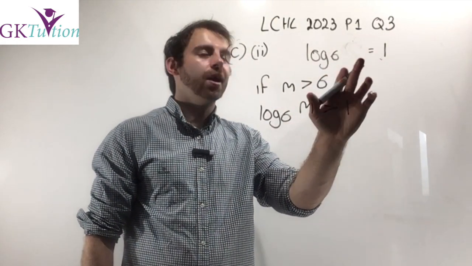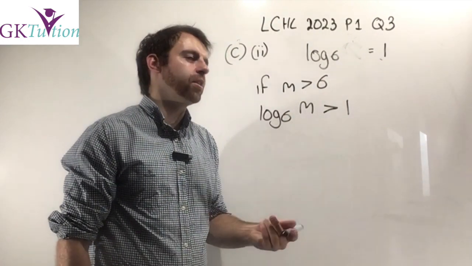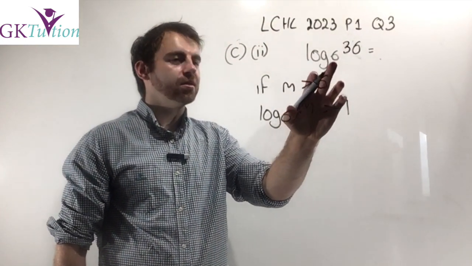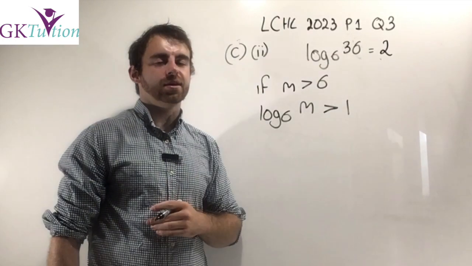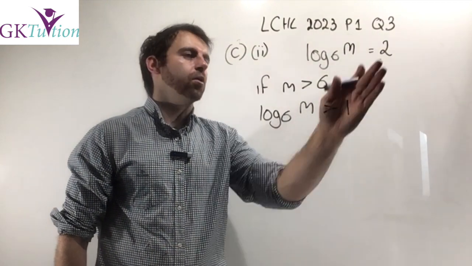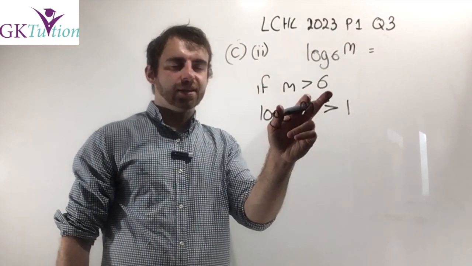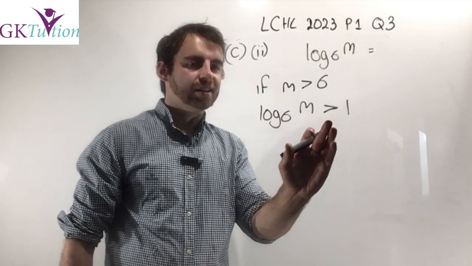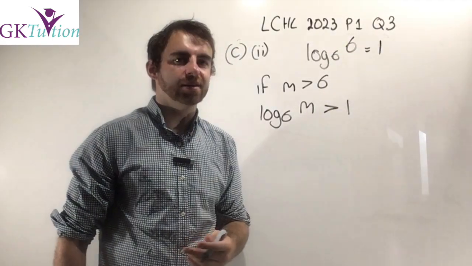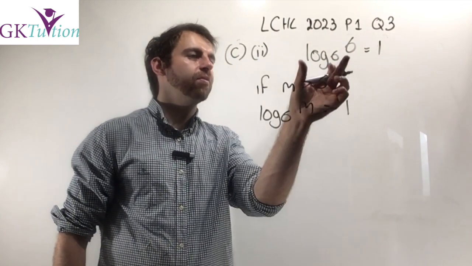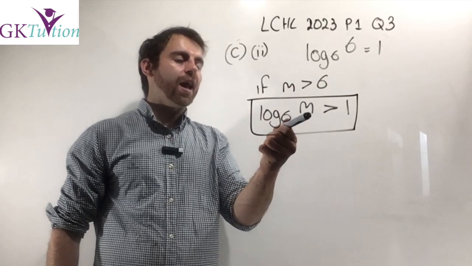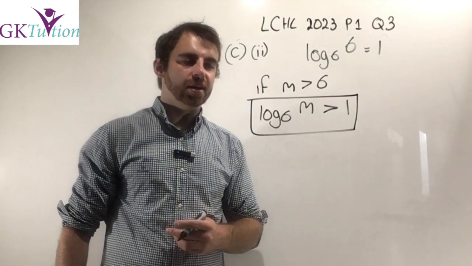But I'm being told that this number has to be bigger than 6. Like, for example, maybe m is 36. If m is 36, then 6 to the power of 2 gives me 36. So if m is 36, then log m to the base 6 has to be equal to 2. So in other words, if m is greater than 6, then log m to the base 6 has to be bigger than 1. Because if m was equal to 6, then log m to the base 6 would be equal to 1. So obviously as m gets bigger, the value of the log gets bigger as well. So this is what they're looking for here. Because I know that m is bigger than 6, that means that log m to the base 6 is bigger than 1.